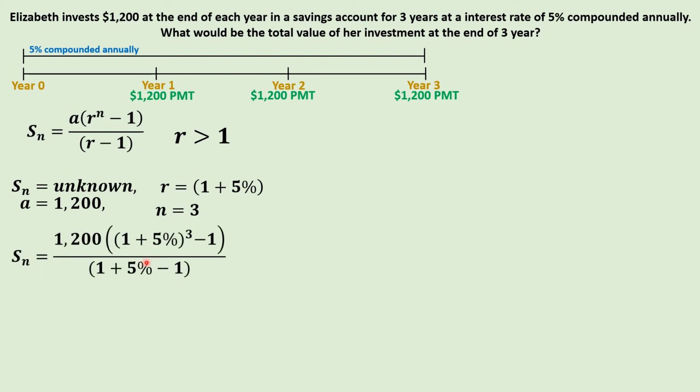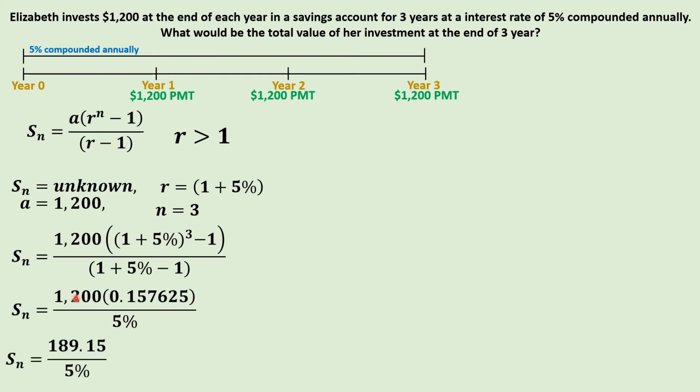So that's what I've done here. And obviously you'd use BEDMAS. So the first thing you do is just factor and solve for this, right? So if we solve for 1 plus 5 to the power of 3 minus 1, we get 0.157625. And we multiply that by $1,200, and we'll get 189.15. And then we just divide that by 5%. And look, it's the same value, $3,783. So this geometric equation works. It helps us identify or solve what the total value of Elizabeth's investment would be.